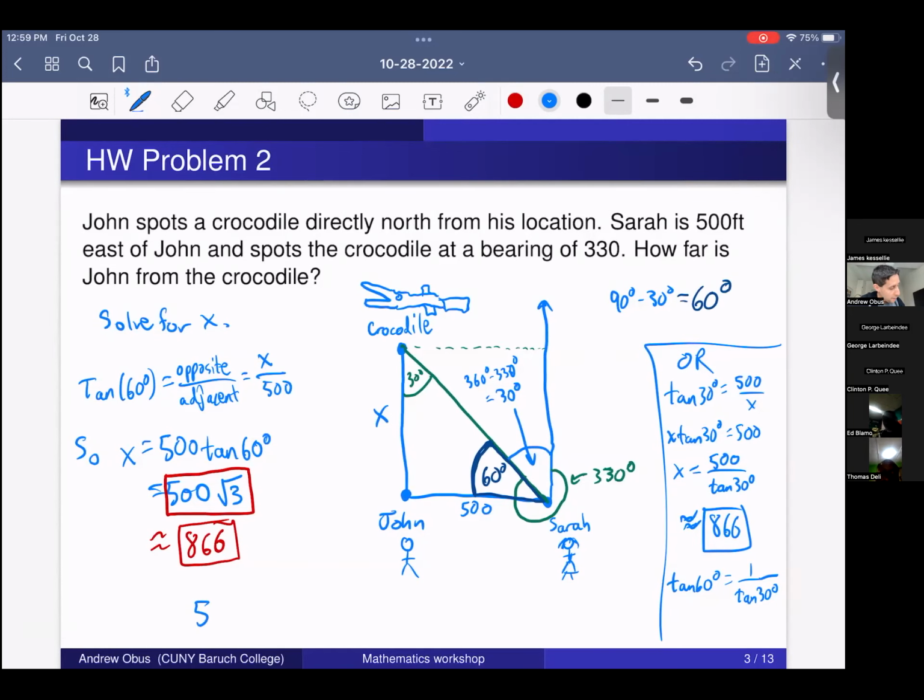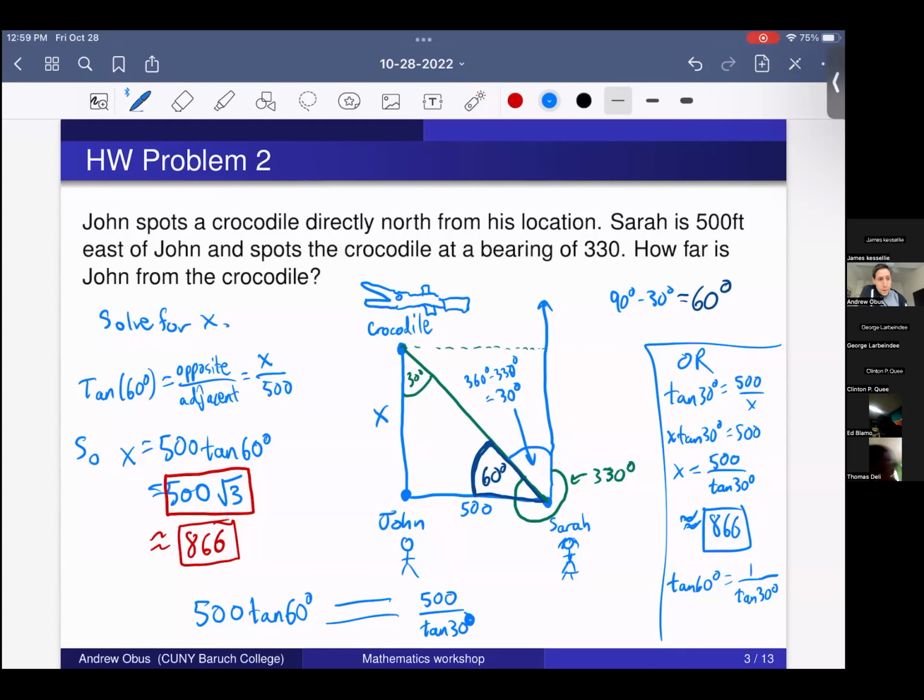Exactly, right. So what we have here is on one side, we have 500 tangent of 60, and on the other, we have 500 divided by tangent of 30, right? But these two things are the same. And the reason is because tangent of 60 is the same thing as 1 divided by tangent of 30. That's what I'm saying. Tangent of 60 is equal to the inverse of tangent of 30. Right, exactly, yeah. That's what I want to get clear. Yeah, it's the inverse of tangent of 30, exactly.